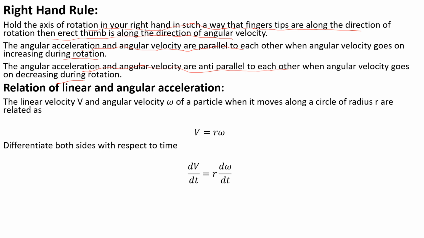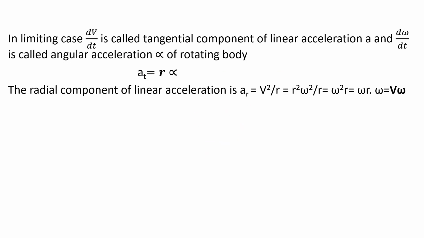Now we are going to show the relationship of linear and angular acceleration. The linear velocity v and angular velocity omega of a particle moving along a circle of radius r are related as v is equal to r omega, the same relation which we studied in the preceding slide. Now differentiate both sides with respect to t. dv over dt is equal to r d omega over dt. In the limiting case, dv over dt is called the tangential component of the linear acceleration a, and d omega over dt is called the angular acceleration alpha of the rotating body. So a t is equal to r alpha.